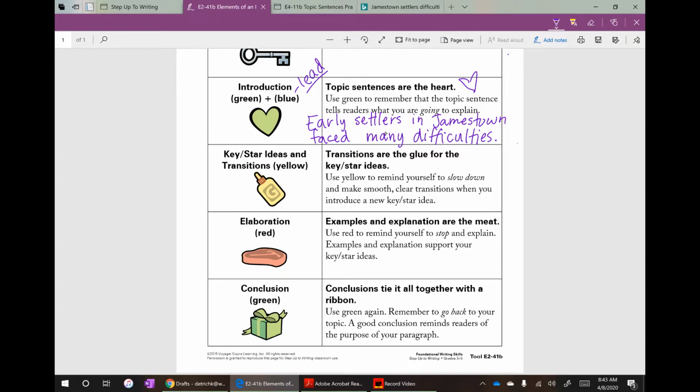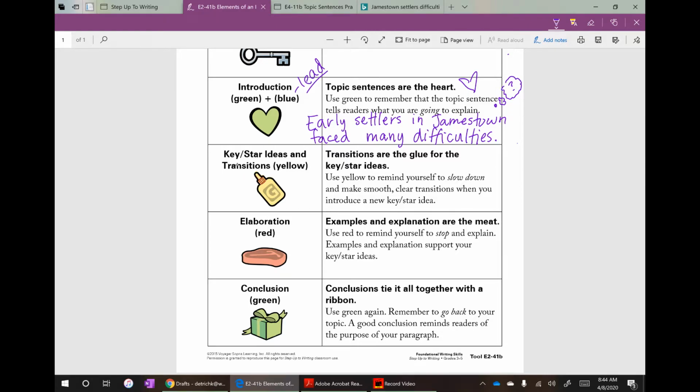So I have an example written here that says, early settlers in Jamestown faced many difficulties. So, I might be thinking, what might be the difficulties that they faced? Who were the settlers? And maybe what was Jamestown?